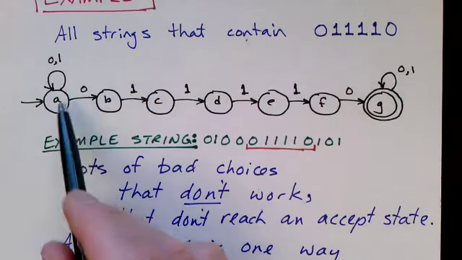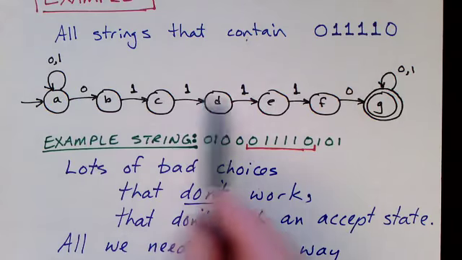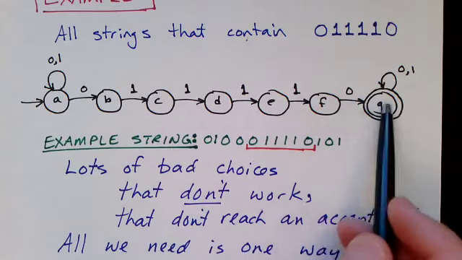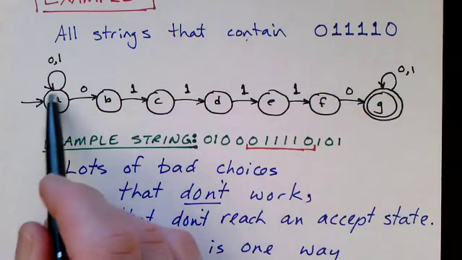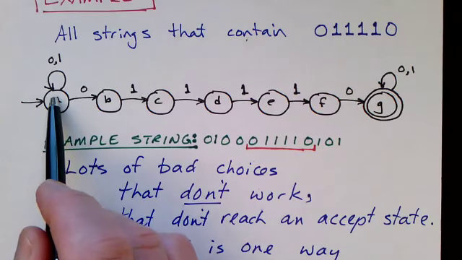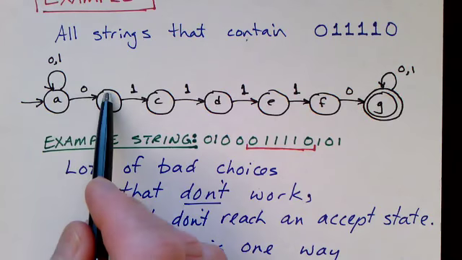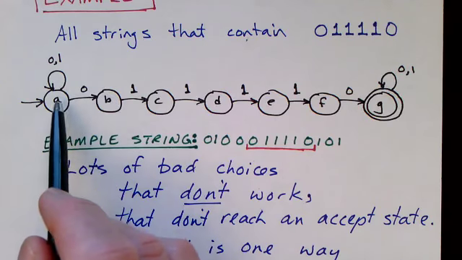So here we see some transitions, 0, 1, 1, 1, 1, 0. But it's non-deterministic because if we get a 0 from our initial state, do we stay in the same state or do we move here? Or effectively we can do both.